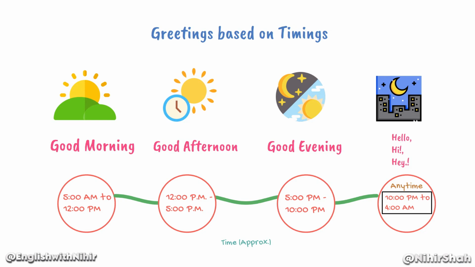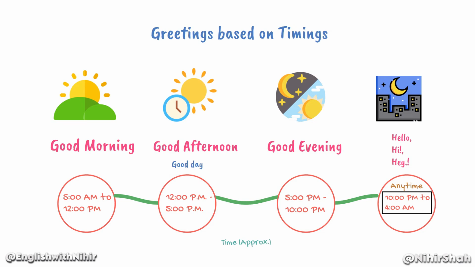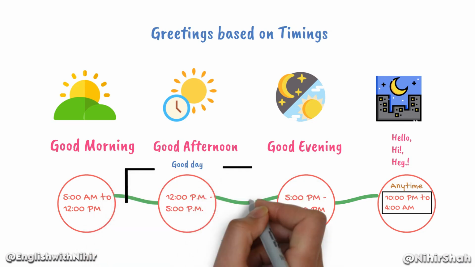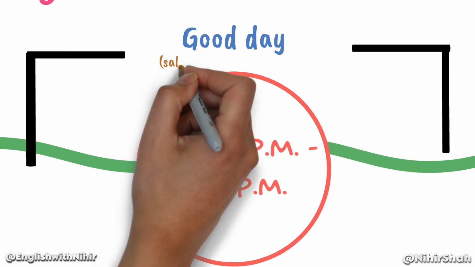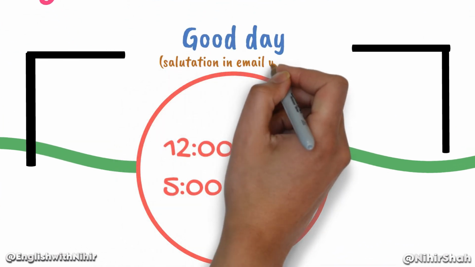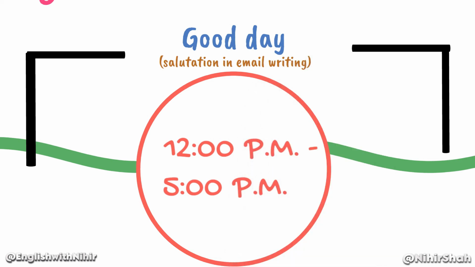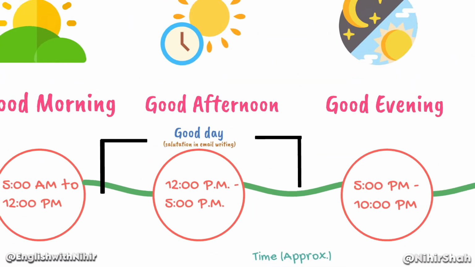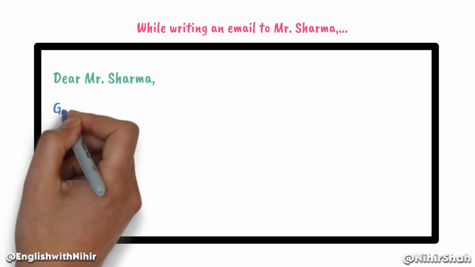Please note there is another phrase, good day, which is less common in spoken English. Good day generally refers to daytime hours from late morning to late afternoon. However, it can be used in formal or semi formal emails as a polite salutation. Please remember this. For example, while writing a mail to Mr. Sharma, you can write, good day, Mr. Sharma.